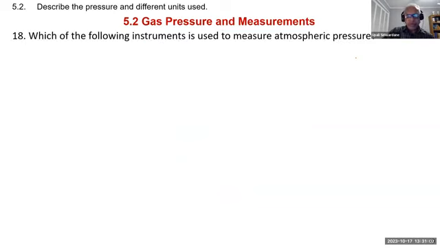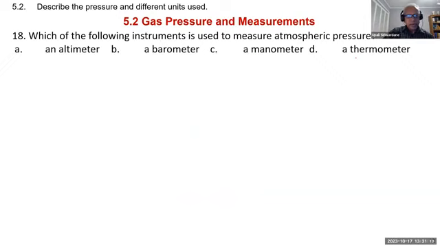Let's look at the questions about measurement of pressure. Which of the following instruments is used to measure atmospheric pressure? An altimeter. Is it one used for atmospheric pressure? Altimeter is used in airplanes to get the altitude. That's not the answer. Barometer is the mercury manometer, we looked into that. Manometer is a general term for all the instruments used for measuring gaseous pressure. Thermometer is for temperature, not for pressure. Therefore, the only answer is barometer.